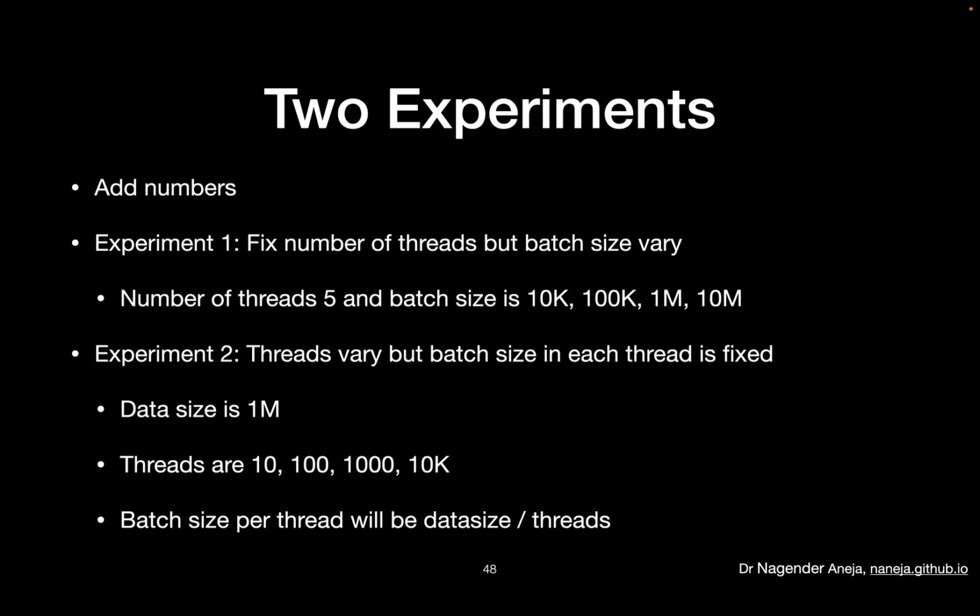So we have 10, 100,000, and 10,000 threads, and we'll see how the time taken by this computation task varies. And the batch size per thread, because the total data size is 1 million. If there are 10 threads, then 1 million divided by 10 will be the batch size per thread. Similarly, if we have 10,000 threads, then we have 1 million divided by 10,000. That will be the data size divided by the number of threads. That's the batch size per thread.